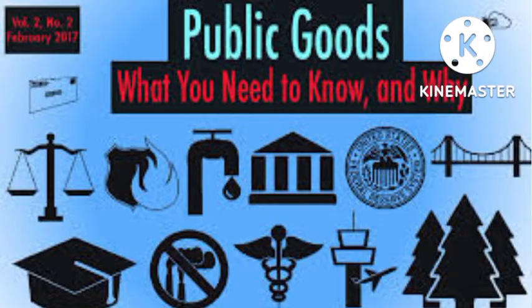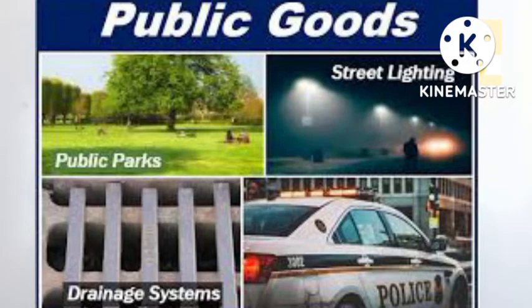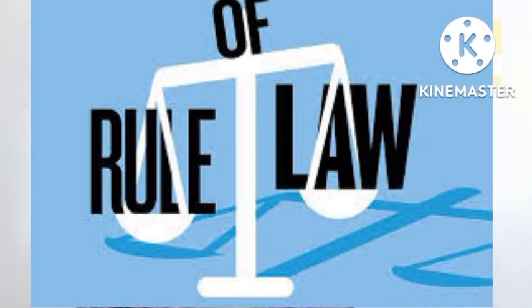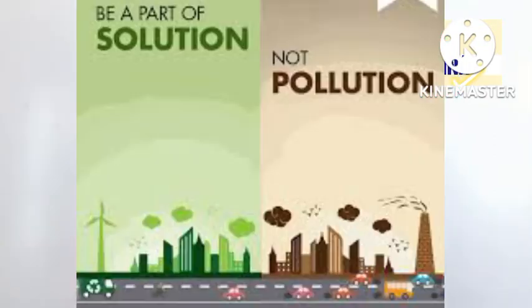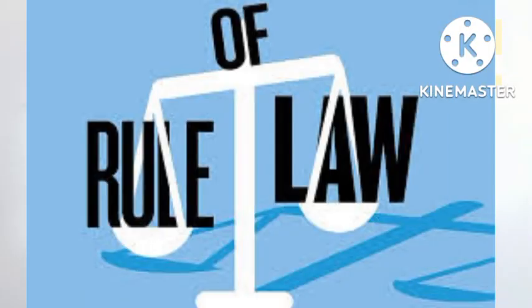Other examples of public goods are roads, national highways, defense, street lights, police protection, television signals, pollution control projects, flood projects, rule of law, etc.